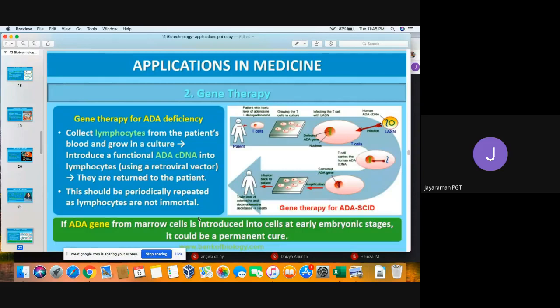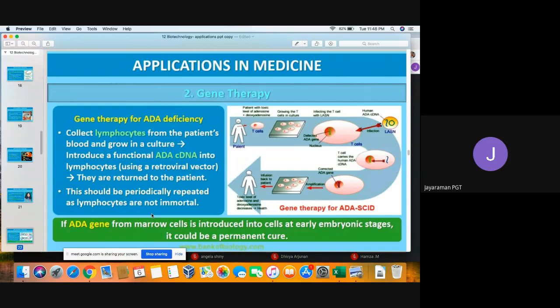Gene therapy is there, but for an effective one, if the ADA gene from the bone marrow cells is introduced into the cells at the early embryonic stage, then this can be a permanent cure. So this is done in the early embryonic stage. But still, all these methods are temporary, gene therapy. The same gene therapy is done in the earlier embryonic stage. Suppose the father and mother undergo genetic counseling, and they test that the ADA gene is defective. Then what happens now?